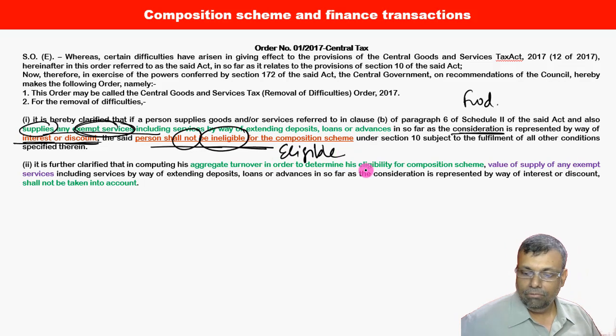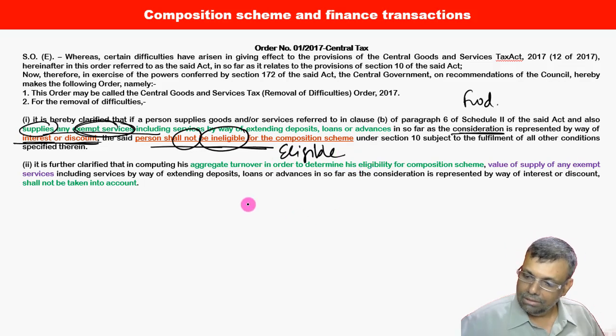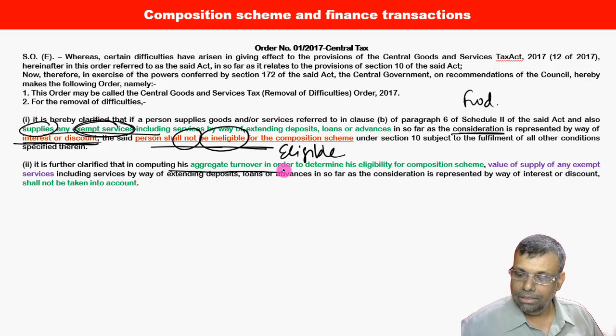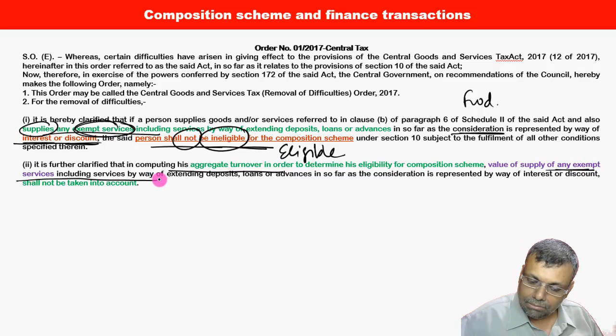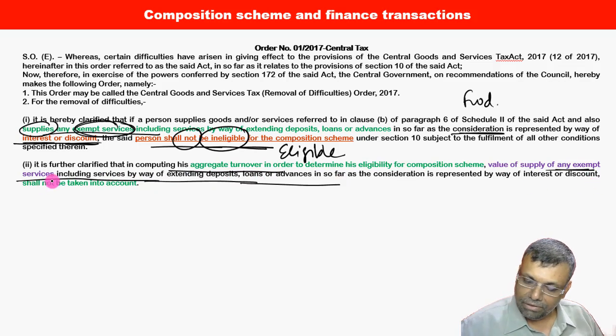Logically you will be eligible for the purpose of composition scheme. Also, there is one more clarification here: in computing the aggregate turnover in order to determine eligibility for the composition scheme, the value of supply of any such exempted services, including services of extending deposits, loans, etc., by way of interest or discount, shall not be taken into account. That is your aggregate turnover criteria.